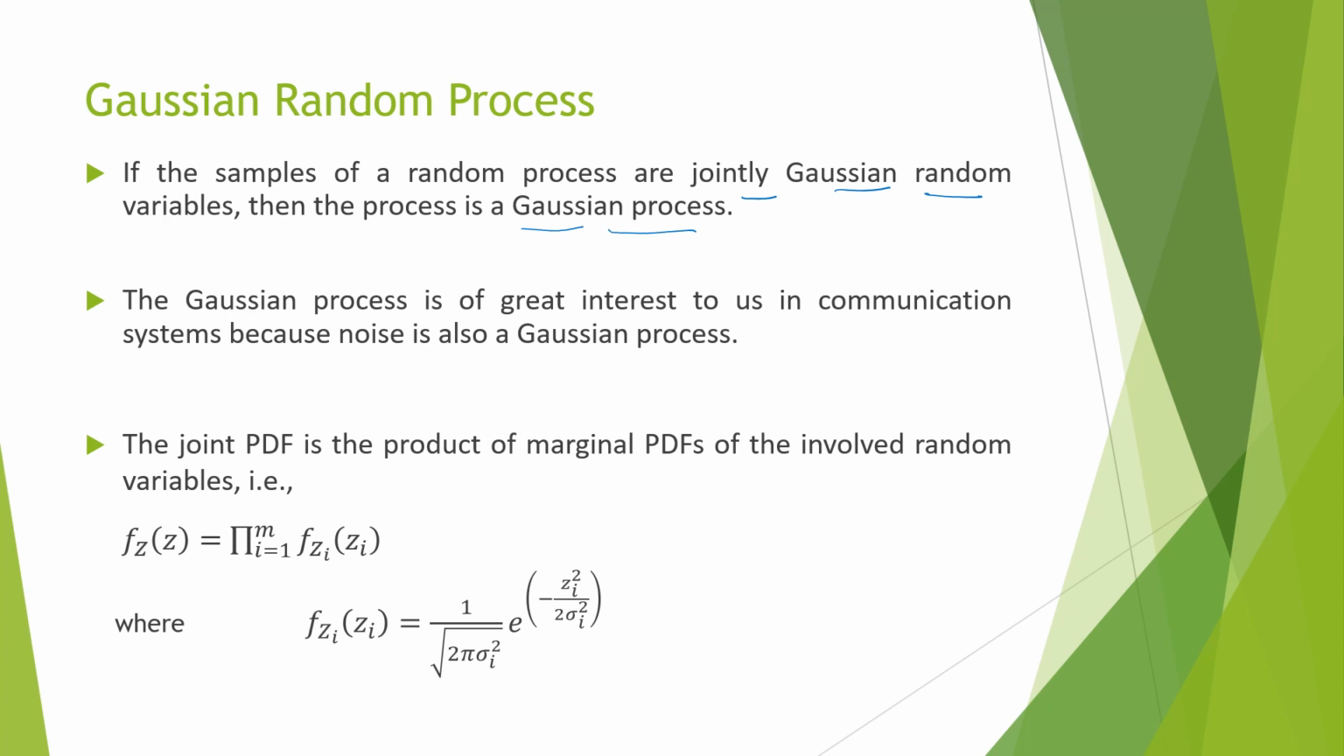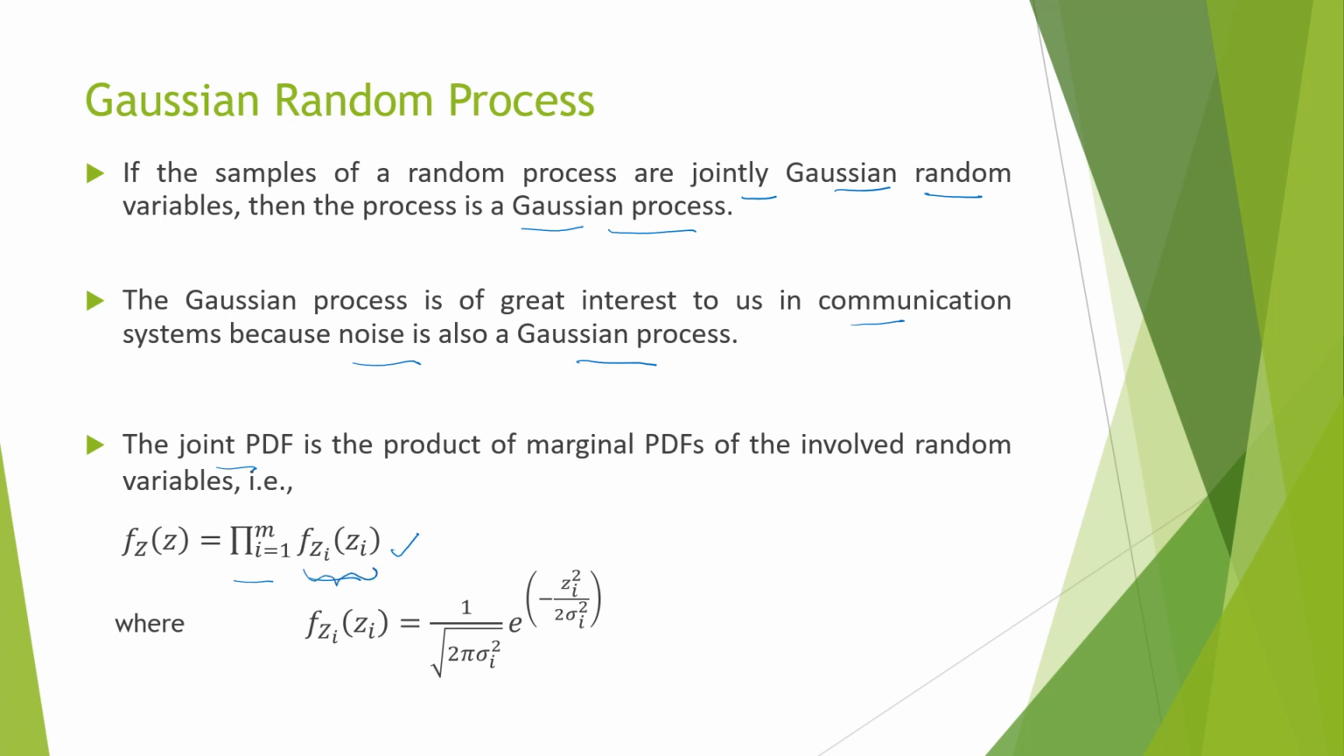So the samples of the Gaussian process are jointly Gaussian random variables. Now this is of great interest for us in communication systems because the noise is a Gaussian process. Now the Gaussian process consists of so many Gaussian random variables, then its joint PDF is the product of individual marginal PDFs. That is, p = product over i = 1 to m of p(zi), and this is the PDF of a single Gaussian random variable.